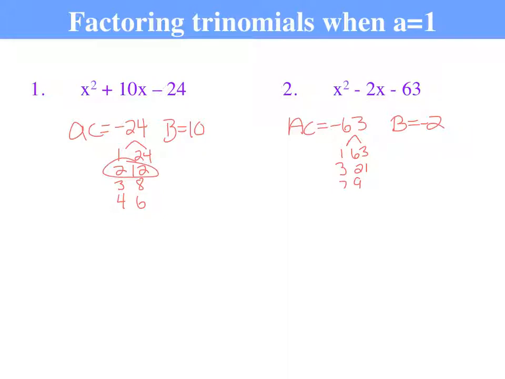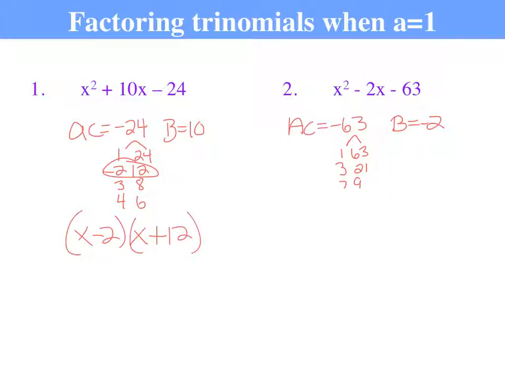So the combination you want, because you need them to multiply to create negative 24, which is opposite signs, is 2 and 12, and you want your 2 to be your negative. So in factored form, we would have x minus 2 and then x plus 12. And if you FOIL that and check it, it is going to work out.